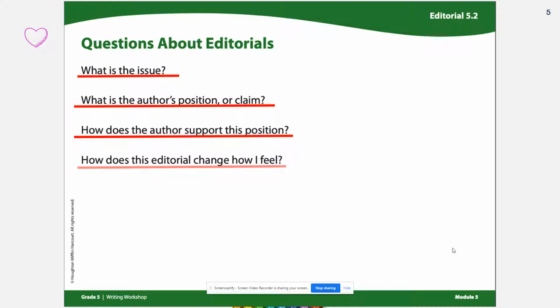How does this editorial change how I feel? Does this editorial change how I feel about reusable water bottles? Does it help support my feelings about reusable water bottles? How does it make you feel? Think about that. It makes me feel as if it would be important for me to use reusable water bottles.